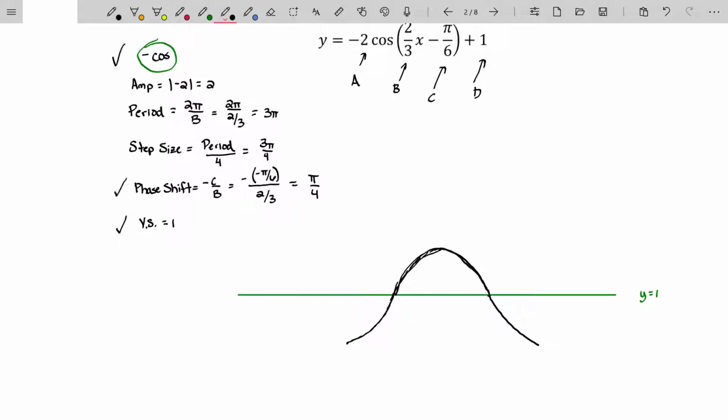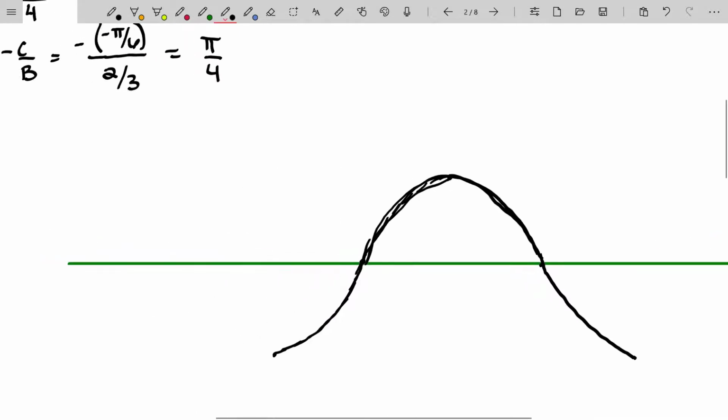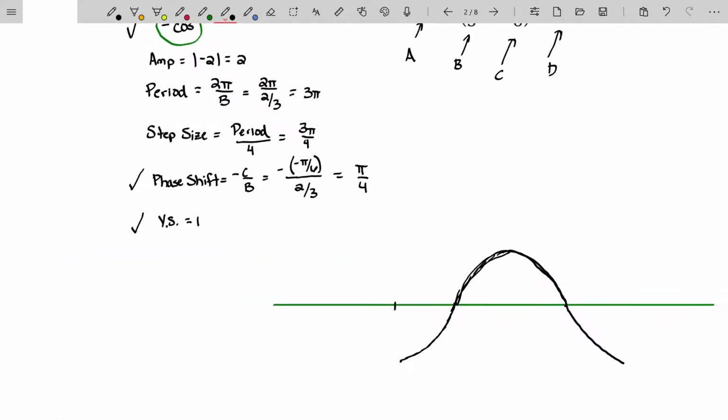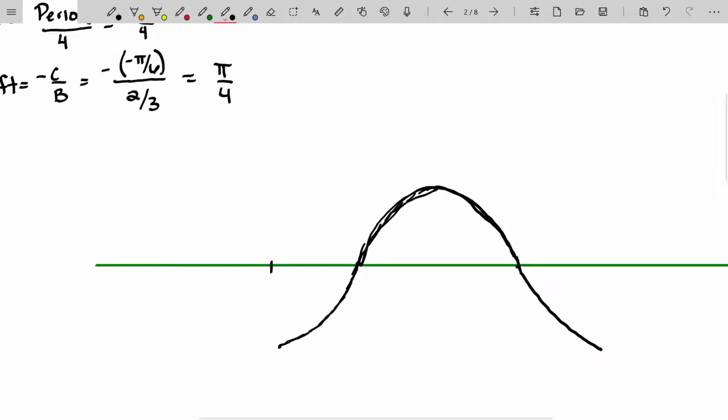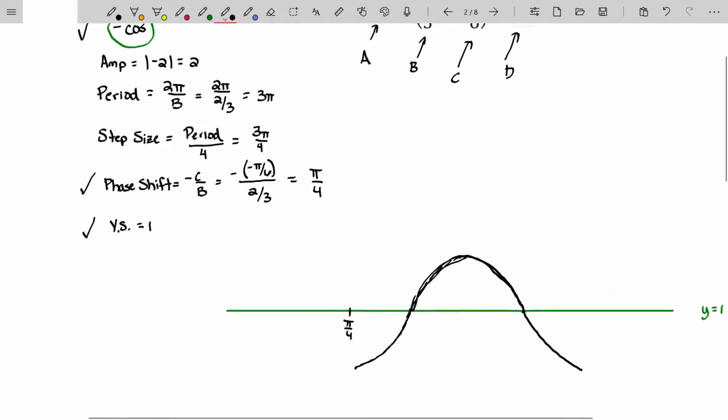Now I'm going to start at the phase shift because that will be my initial point. My initial point on this horizontal green line, I'll label as the phase shift. The phase shift is pi over 4. So here we go, pi over 4. That's where we're starting the graph. And then I will go by my step size. The step size will give me the key points.